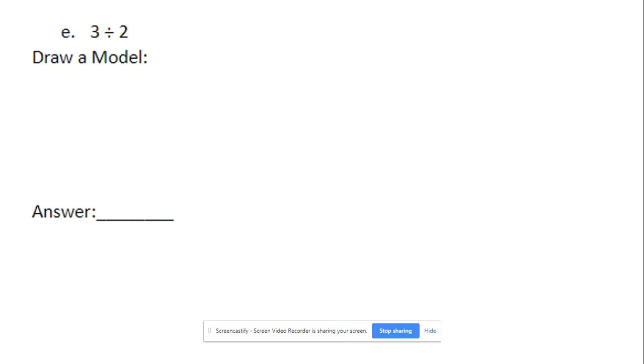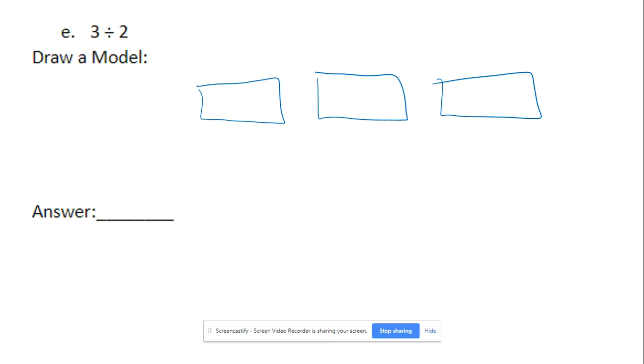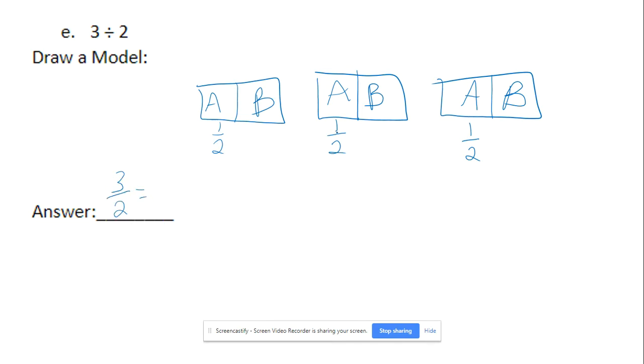All right, let's do E. Now we have 3 wholes split between 2 people or into 2 groups. So I'm going to split each of these into 2 parts. This part goes to person A, this part goes to person B. This part goes to person A, this part goes to person B. This part goes to person A. The last part goes to person B. So that means out of each chocolate bar, person A is going to get 1/2 each time. So 1/2 plus 1/2 plus 1/2, I can see is 3/2. We can also rewrite this as 1/2 plus 1/2 is 1 whole, and we have this last half left over. So notice 3, our dividend, is on top, and 2, our divisor, is on the bottom.